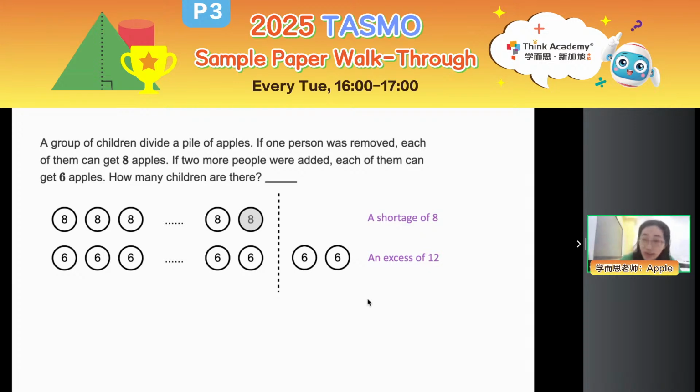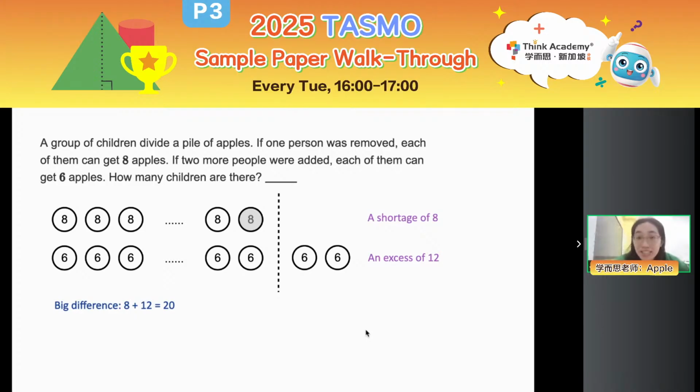Okay, you don't need to remove any person, and also you don't need to add any more people. So following this, you see what is the big difference? One is the shortage of 8. The other one is more, 12 more. So here the big difference is 20.